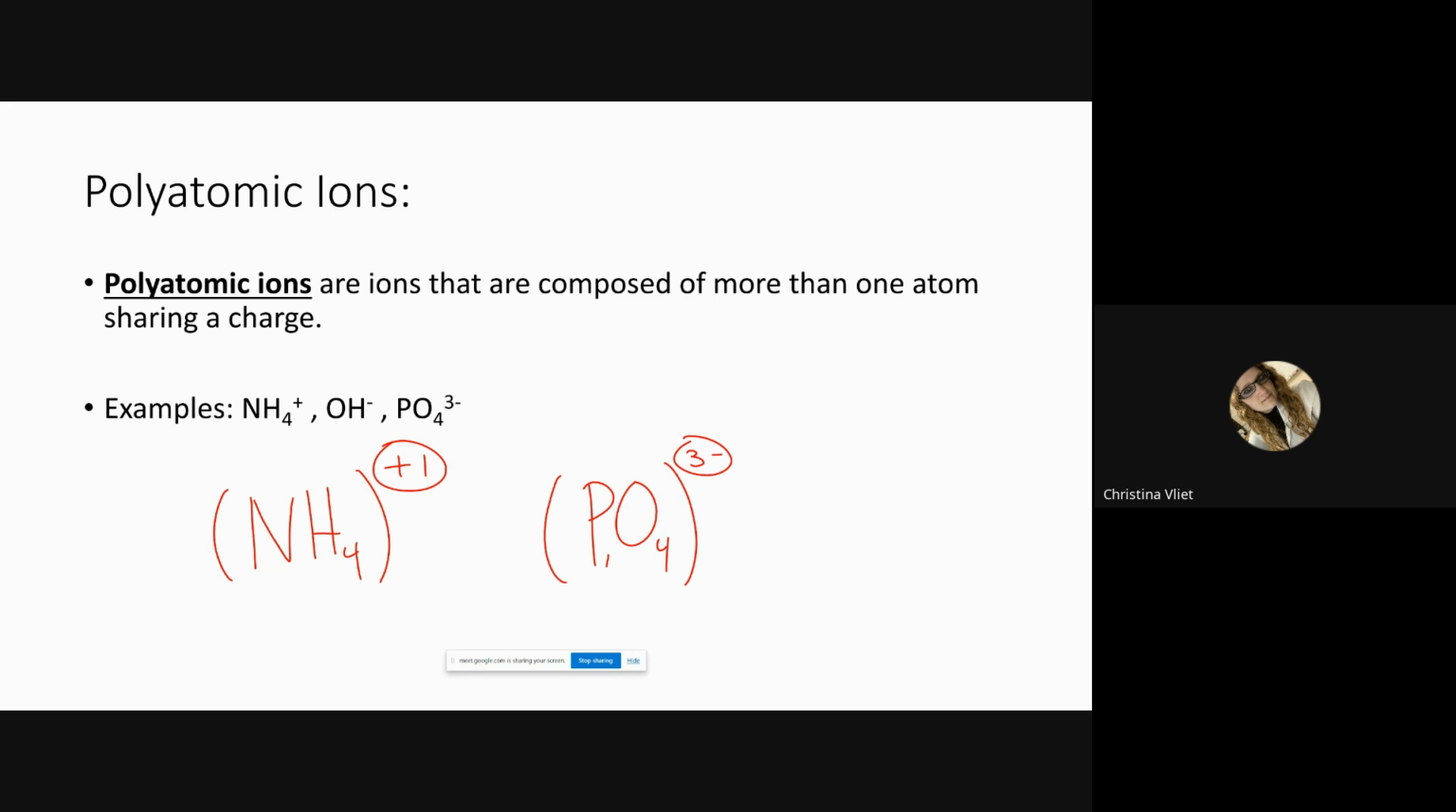So, a polyatomic ion, these are ions that naturally form in compounds. And they are composed of many atoms that are sharing a lost or gained charge. So they're complex ions. And if you think about it, even in the name polyatomic ion, poly stands for many. Many atoms with a charge. It's in the name. What's happening?